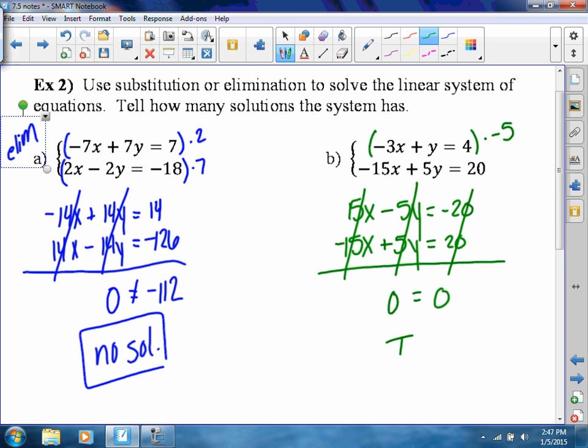So this is what an infinitely many solutions algebraic answer is going to look like. You're going to have a statement that's true. 0 equals 0, or 5 equals 5, or negative 100 equals a negative 100. Doesn't matter what the numbers are, they're going to be equal to each other. Okay? So algebraically, if you get a statement that's not true, it's no solution. If you get a statement that is true, then it's infinitely many solutions.